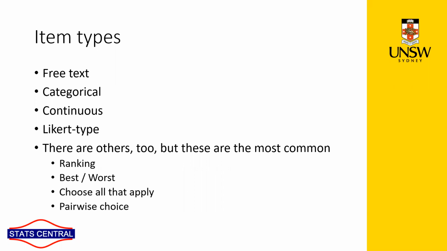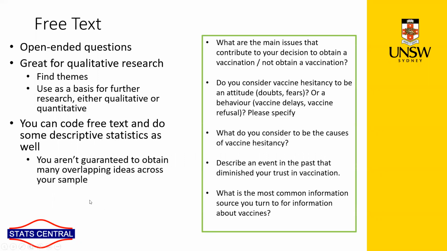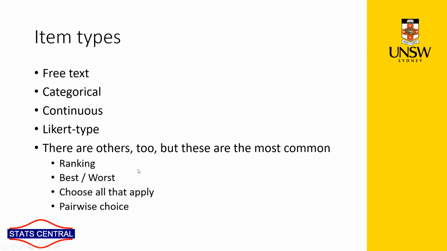But you have lots of different options, such as asking people to rank options. That's a popular one. Asking people to name their best and worst options from a big list. Choosing all that apply, if you have a whole big list as well. Maybe sometimes you would be presenting people with a pairwise choice. So of these two options, which would you prefer?